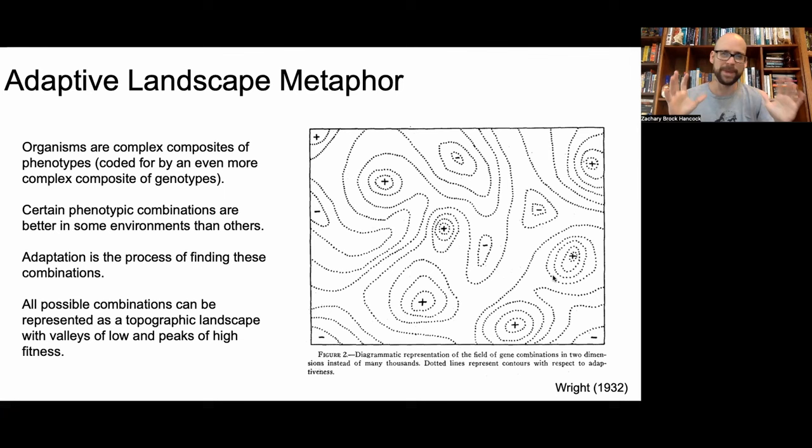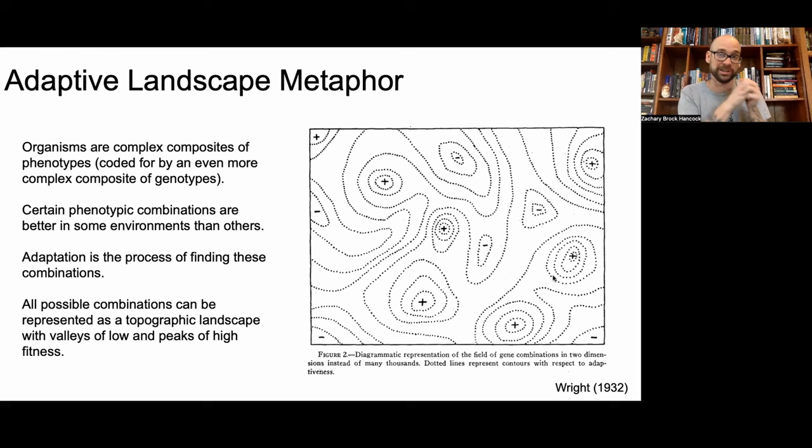So imagine organisms as complex composites of different phenotypes, right? So long fur, short fur, sharp teeth, blunt teeth, big ears, small ears, all of the different possible phenotypes that an organism might have. And then all of those phenotypes are further coded by an even more complex composite of genotypes, right? And there's a gazillion different combinations of genotypes that can produce a bunch of different combinations of phenotypes, okay? Second is that certain phenotypic combinations, and hence genotypic combinations, are better in some environments than in others. Hence, adaptation is the process of finding these very specific combinations in the given environment that an organism lives in.